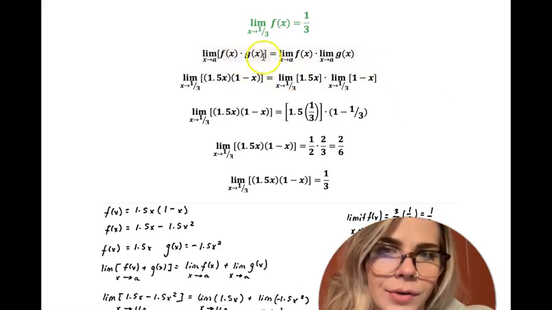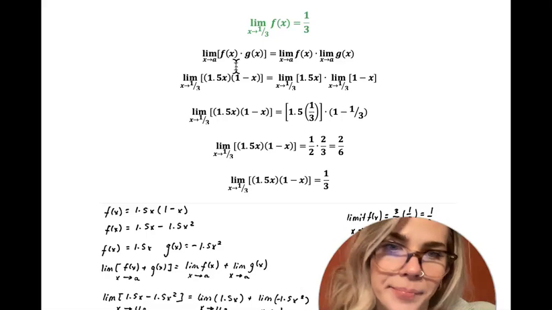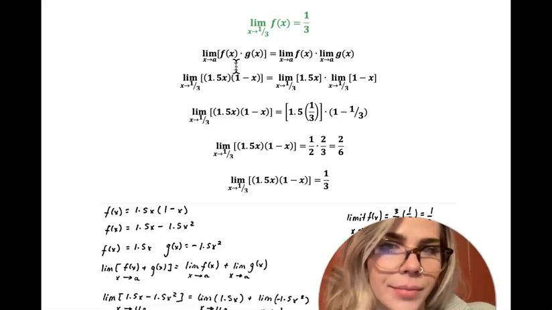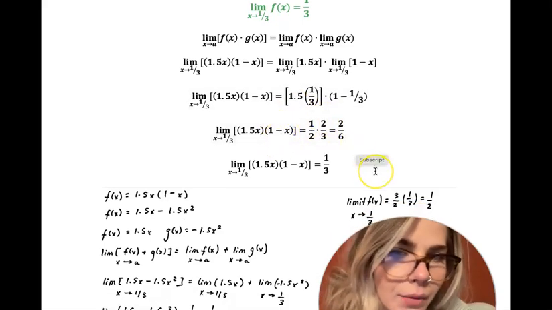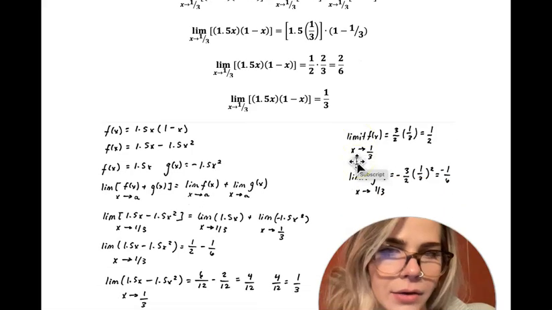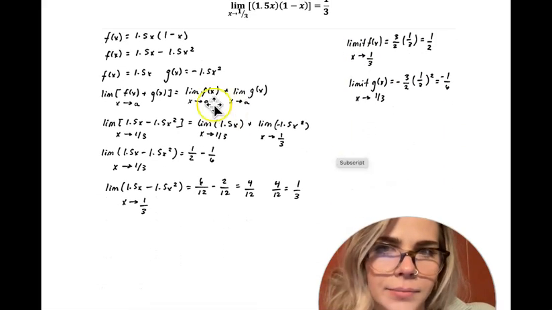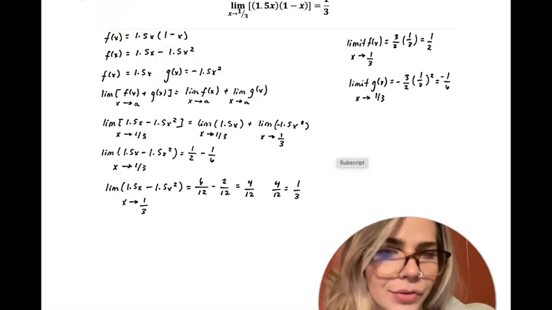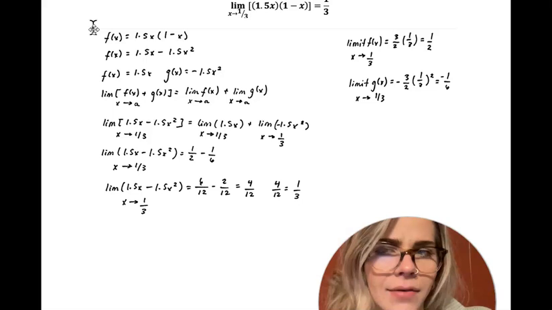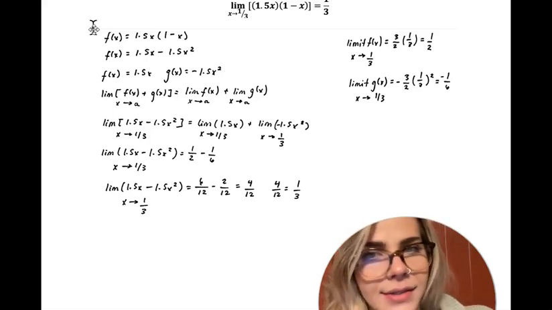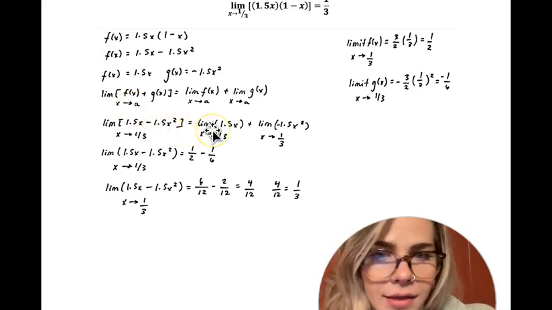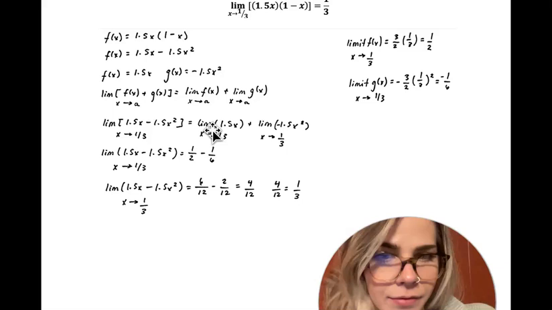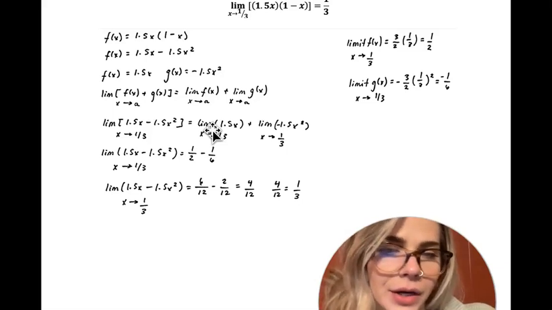So here I'm showing that you can calculate the same limit several different ways, but I wanted to show the product rule here. So when using the product rule, I get 1 over 3 as the value. And then I also have here the calculation using the sum difference rules. And that's where I have f of x being equal to 1.5x and g of x being equal to negative 1.5x squared.